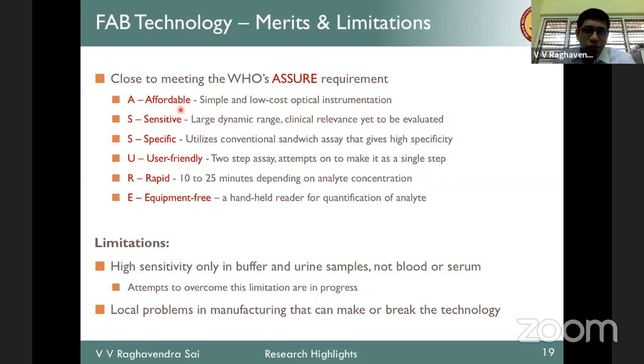A stands for affordable. That means it has to be affordable to the population of interest. Sensitivity should be high. Specificity should be good. User friendly. You cannot expect users to do a lot of processes before they can get a result, so minimal steps. And then rapid. The typical detection time is 10 to 25 minutes. And more importantly, equipment free.